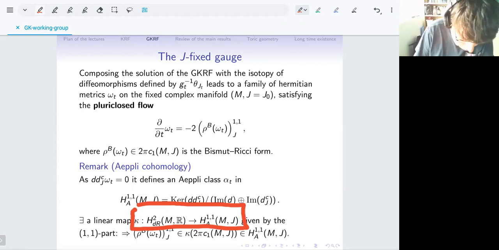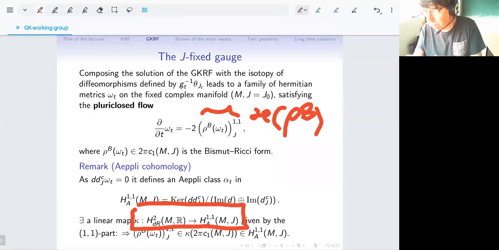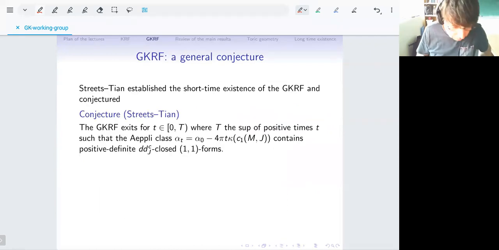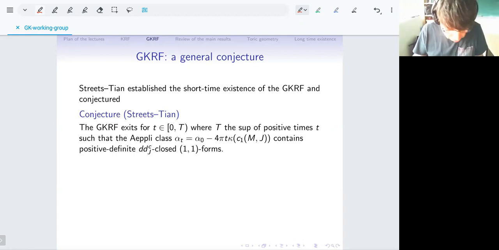So in particular, I can see that this is κ of ρ_B, which also lives in the same finite dimensional cohomological class. So I can do precisely the same game as before to find cohomological obstructions to long time existence. And if you do that, you will end up with a similar situation. But the difference with the Kähler case is that nothing is proved. So it's a conjecture. It's a completely open conjecture.